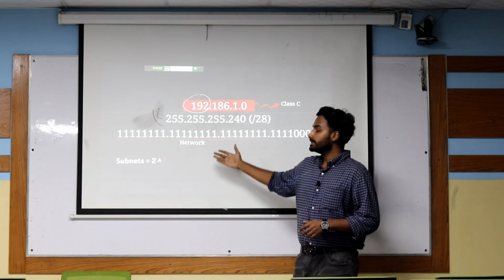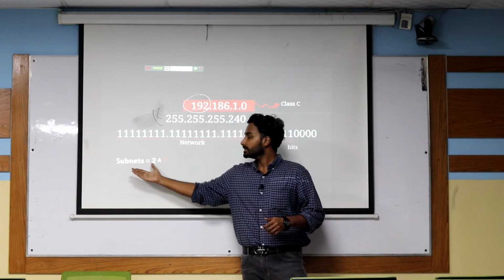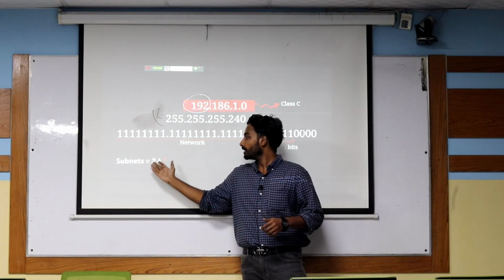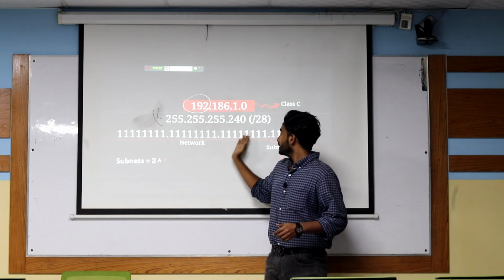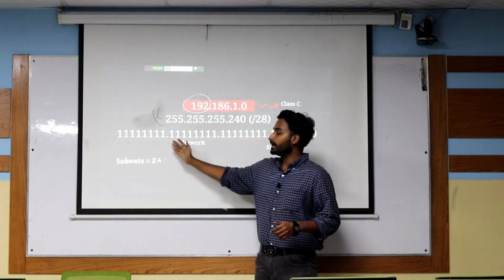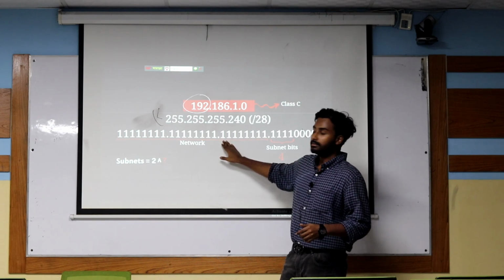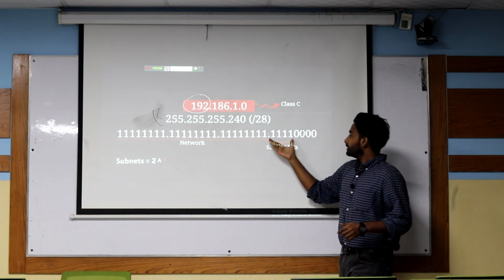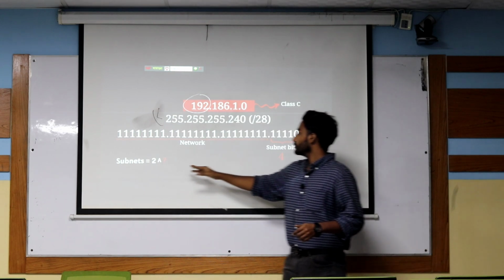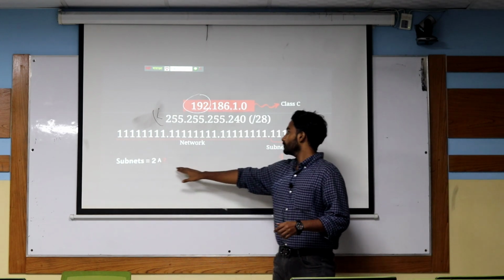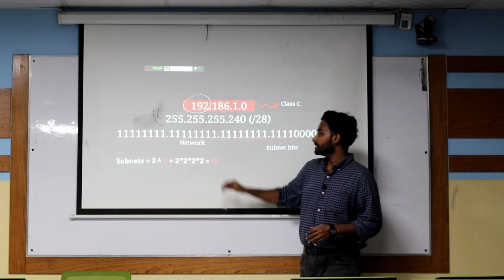And why is it so important? In the formula for the number of subnets, the number of subnets will be 2 to the power of the number of what? We know that the first 3 octets are network bits, so we can't change them. So the remaining bits in the mask's fourth octet will be the subnet bits. So 2 to the power 4 will be 16. The answer will be 16.